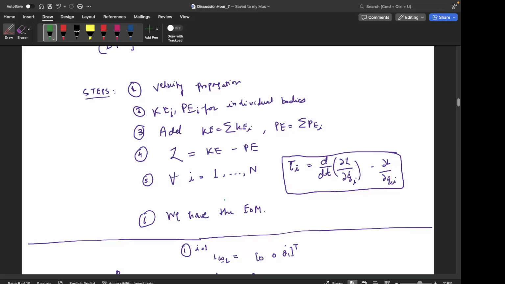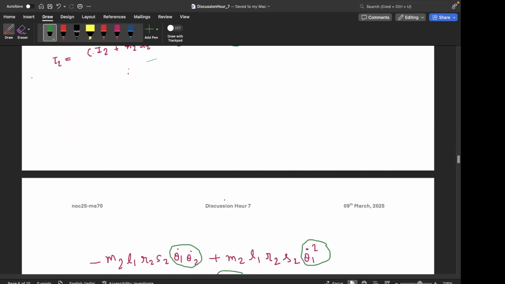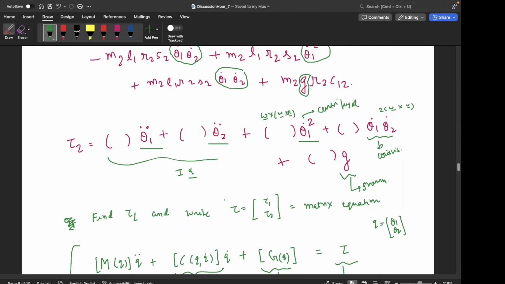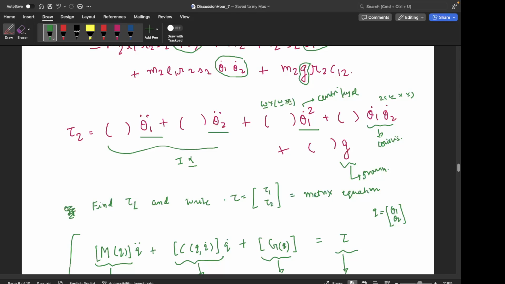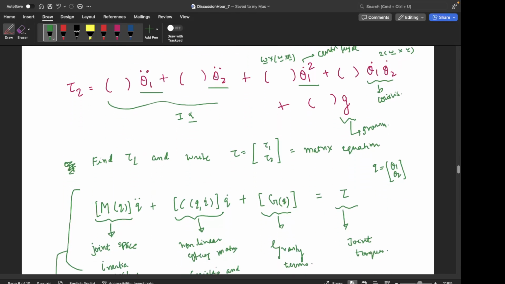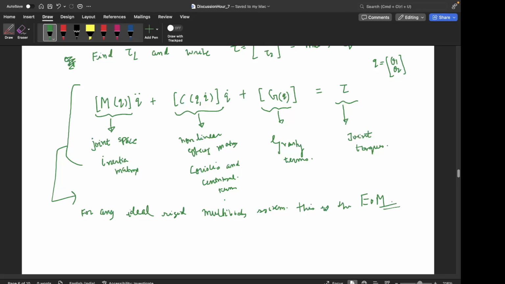After writing the equation of motion for the 2R manipulator, we saw that there is a specific pattern of terms appearing in the equation of motion, and when we write it for all the joints and group all the terms, we get the equation of motion in this form: M(q) q double dot plus C(q, q dot) q dot plus G(q) is equal to tau, where M is the joint space inertia matrix, C is the matrix having the nonlinear effects, the Coriolis and centrifugal effects, and G is the gravity term. This is the structure of the equation of motion, not only for serial manipulators, but for any ideal rigid multi-body system.